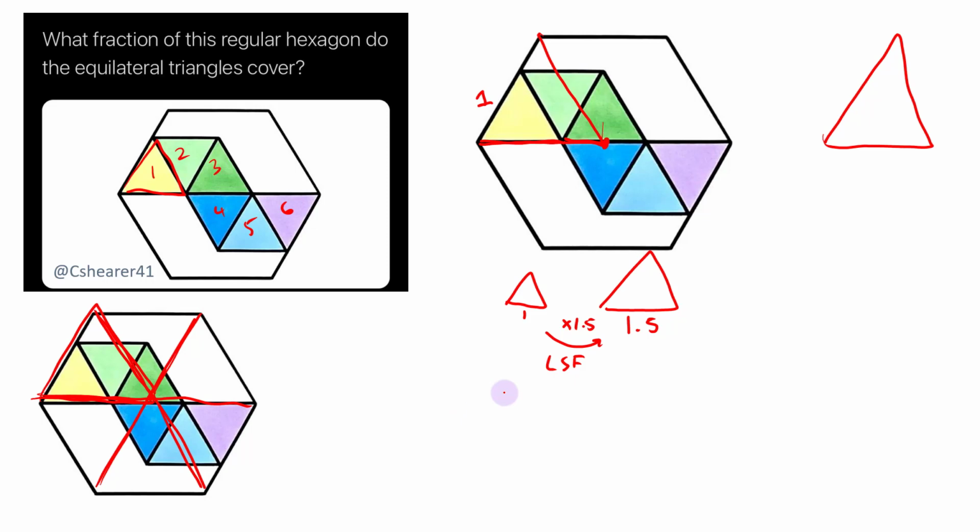So what that means is that my area scale factor is going to be 1.5 squared, which is going to be 9/4. For that I just did 3/2 squared. So the area scale factor is 9/4. Whatever the area of this little guy is, this area is going to be 9/4 times as much. The key thing here is we don't actually need to find the area of this little triangle because we're just working out what fraction of the overall hexagon it is.